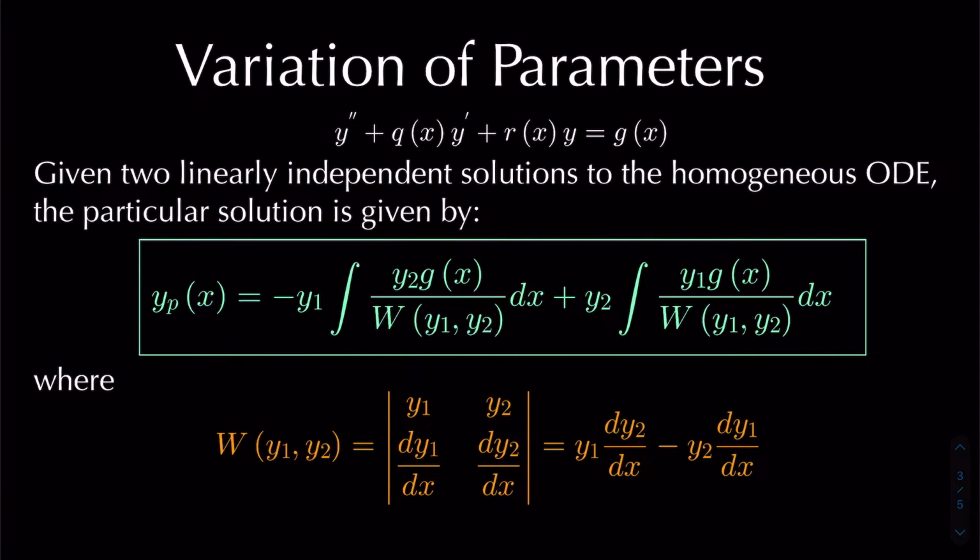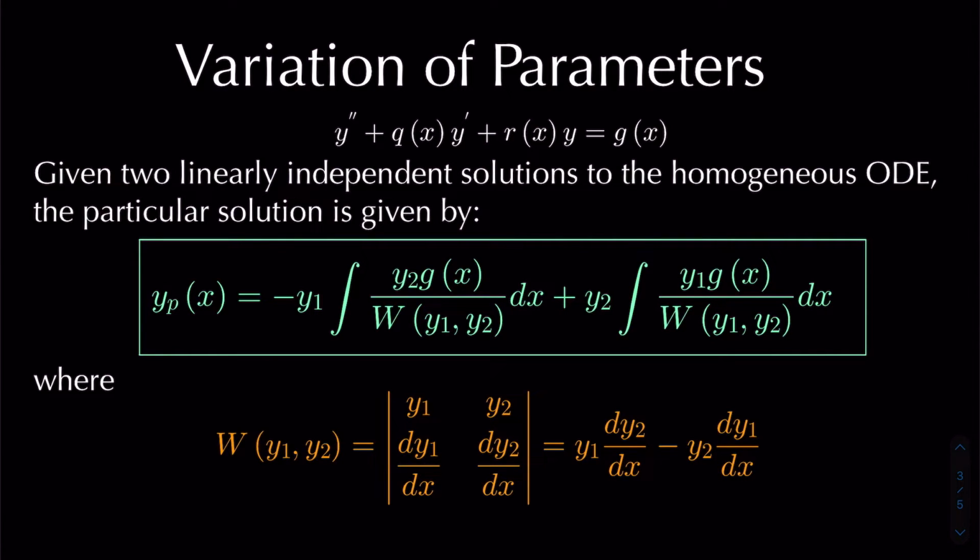In this video, we're going to work through an example of using variation of parameters to solve a linear second-order inhomogeneous ODE with variable coefficients. To do this, we're going to need two linearly independent solutions to the homogeneous equation. If we're only given one, we'll need to find the second using some other technique, such as the reduction of order technique, and I'll put a link up for that video now.